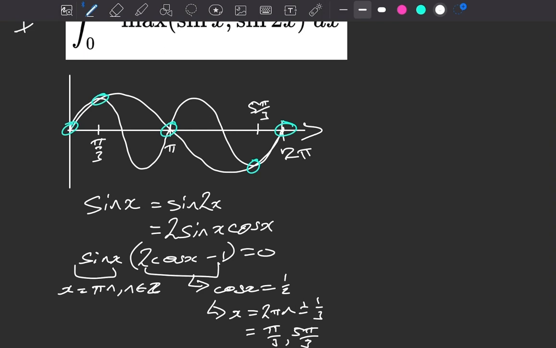So what we want to do now is integrate both our functions, sine x and sine 2x, but over different limits. So we can see for this first section, the faster one is above, so we want to use sine 2x over here. In this middle section, we want to have sine x, and it's going to alternate every time we swap over. So sine 2x, and then again at the end, just sine x.